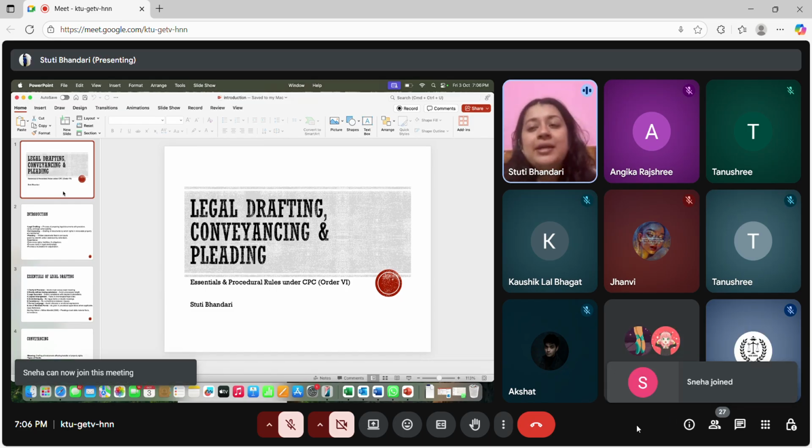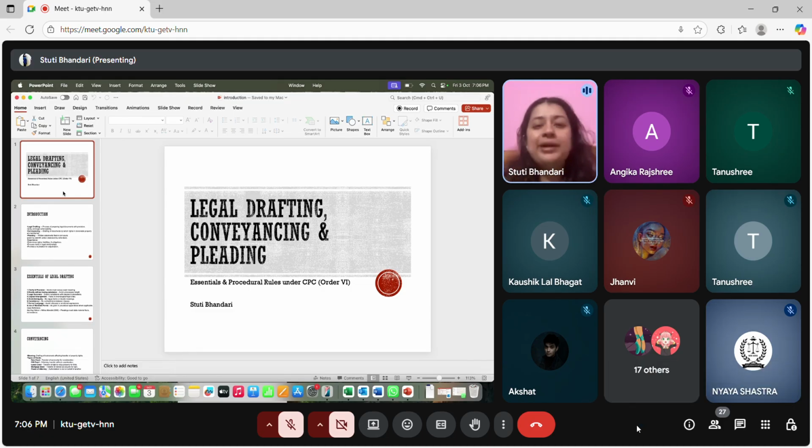And pleading, basically as per the definition given in the Civil Procedure Code, covers two things: plaint and written statement. So today we will emphasize pleading, but before that we will have an overview of the entire process so that there is clarity that there is a lot of drafting.